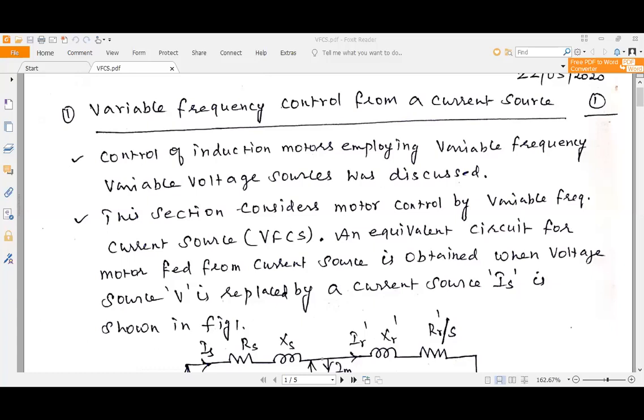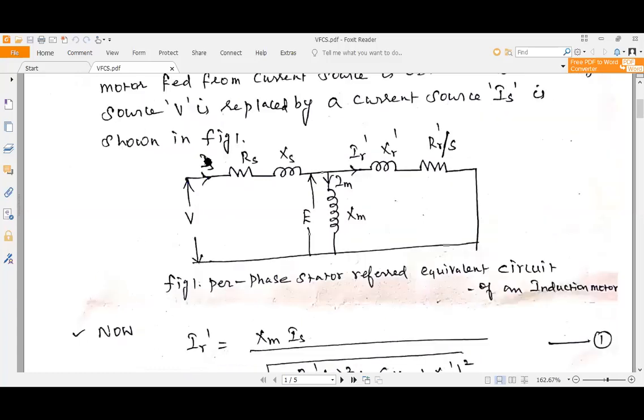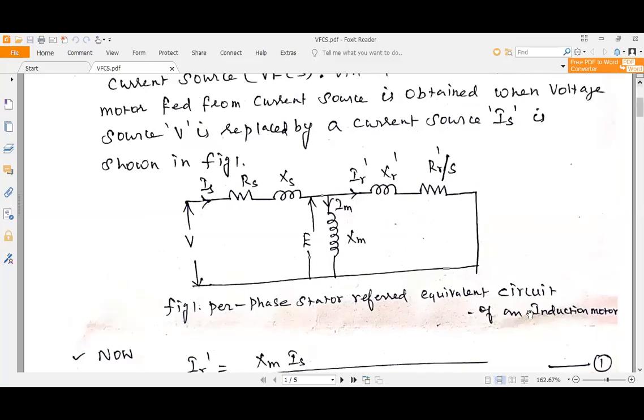Here we know this equivalent circuit, where the voltage source can be converted into a current source by providing variable frequency and current source, that is VFCS. The voltage source which is converted into a current source is denoted as IS, as shown in the equivalent circuit diagram.